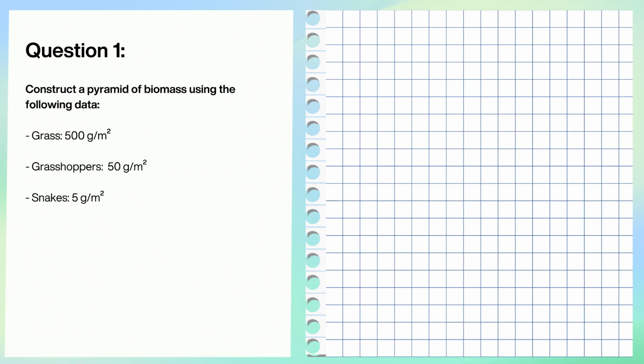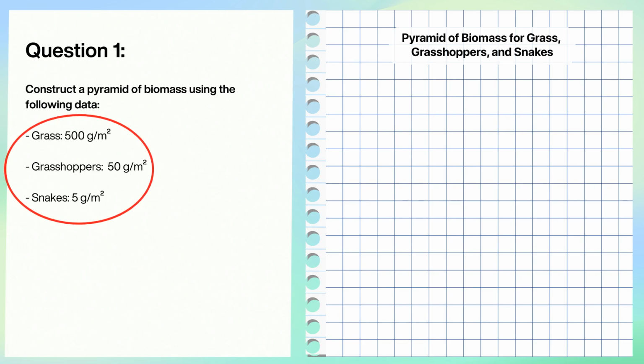Firstly, identify the data for each trophic level. As we have just stated, the mass of the grass is 500 grams per square meter. The grasshoppers have a mass of 50 grams per square meter, and the snakes have a mass of 5 grams per square meter. If we look at the scale factor, the biomass per meter squared is 10 times greater at each trophic level, 5 to 50 to 500, so each bar should be 10 times as big as the one above it.